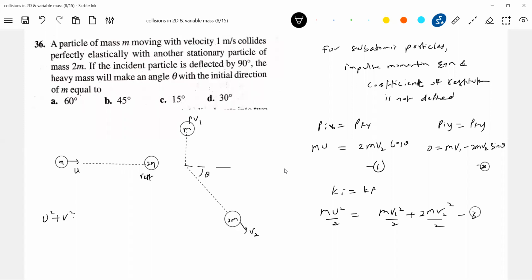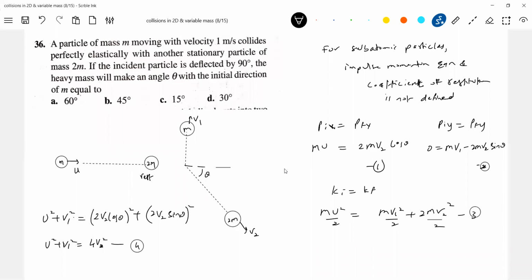u square plus v1 square is equal to (2v2 cos theta) whole square plus (2v2 sin theta) whole square. So u square plus v1 square is equal to 4v2 square. Now call this equation 4. Solving 4 and 3, we will get v1 and v2.